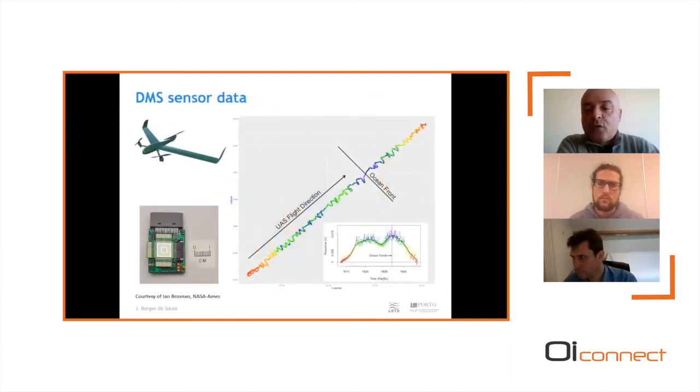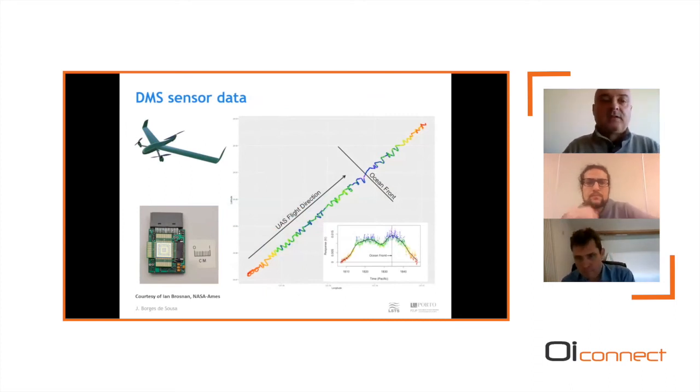As I mentioned before, we also performed flights with a DMS sensor provided by NASA Ames. This is a prototype, and we were measuring concentrations of DMS gas along the front because the idea is that DMS is a proxy for biological activity, and that's what we did.